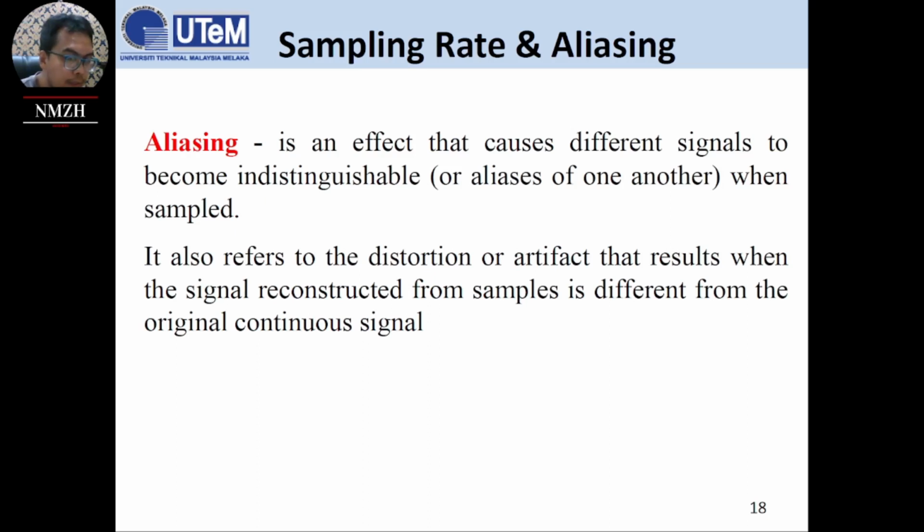So we translate from digital to analog, and we couldn't get the desired data that we had digitized before. So that would be aliasing, meaning the thing that we receive is not the same as what we were supposed to receive. It refers to the distortion or artifact that results when the signal reconstructed from samples is different than the original signal. So that would be the description of aliasing.